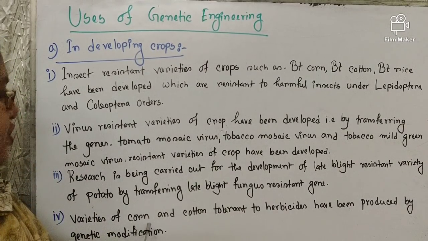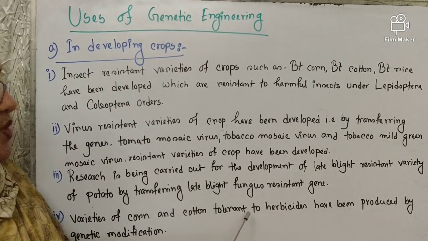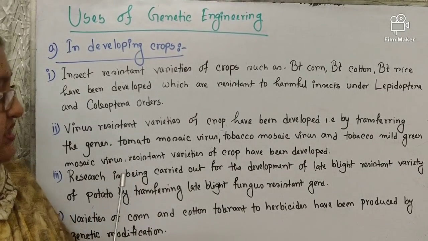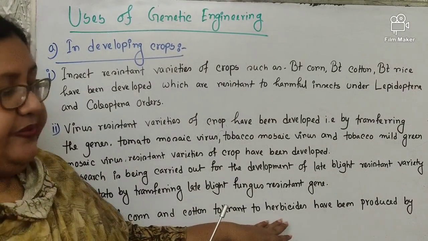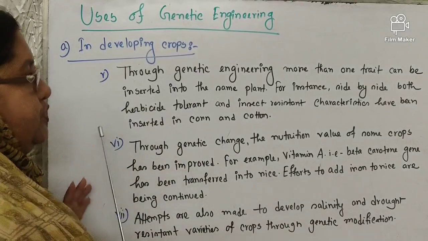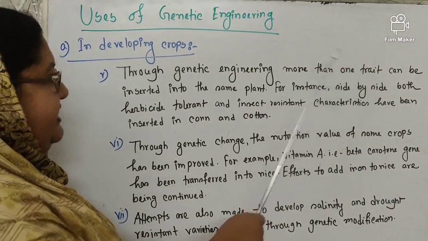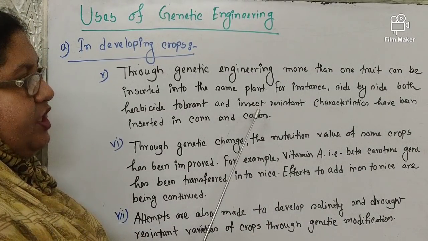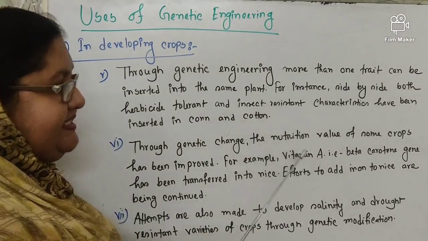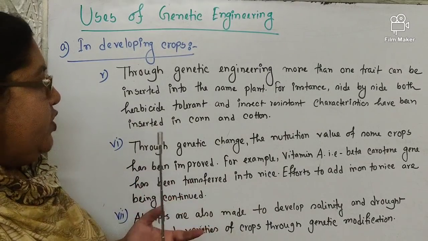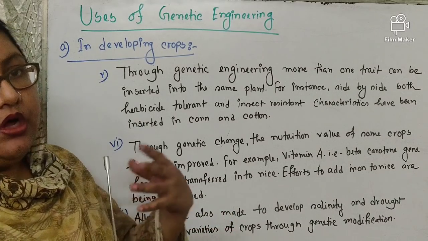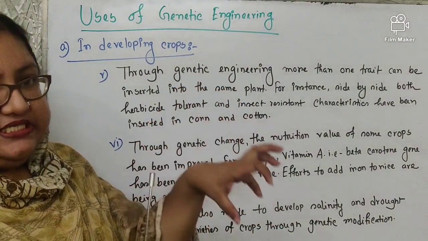Next, varieties of corn and cotton tolerant to herbicide have been produced by genetic modification. So it is also possible to produce herbicide resistant varieties through genetic engineering. Through genetic engineering, more than one trait can be inserted into the same plant. For example, both herbicide tolerant and insect resistant characteristics have been inserted in corn and cotton. It means that more than one character can be inserted into a single plant.